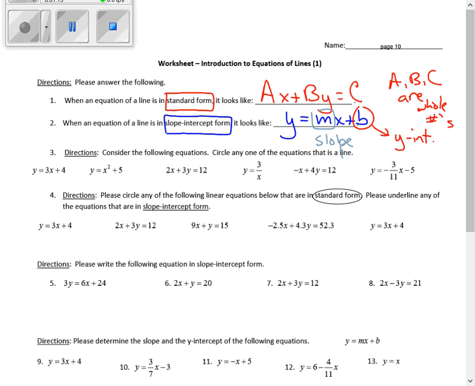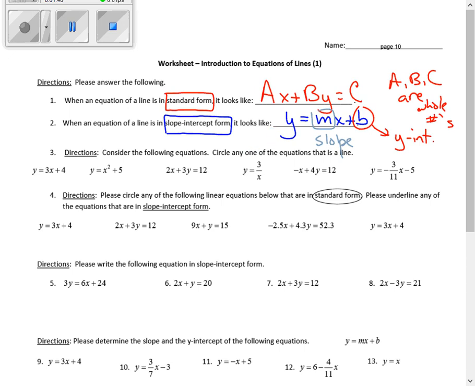Okay? So what we're saying here is that if you have an equation and it is the equation of a line, it can look either like this or that, or be put into one of those forms. So let's continue on here.